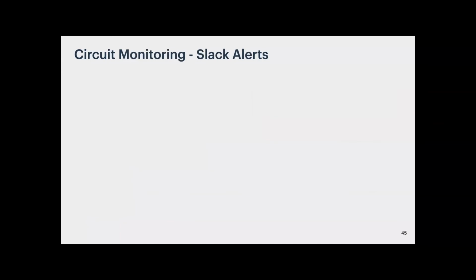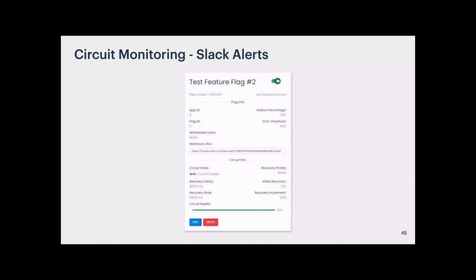Although the circuit monitoring dashboard page allows real-time monitoring, it's also important developers can be aware of changes in circuit state when not actively monitoring, whether to reduce mean time to recovery or to debug a circuit that continues to trip open. Tailslide allows developers to configure Slack channel alerts for any changes in the circuit state.